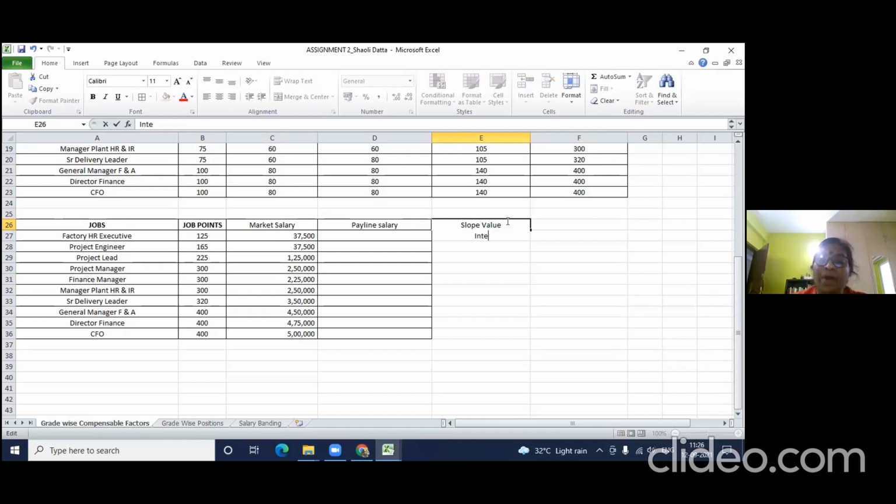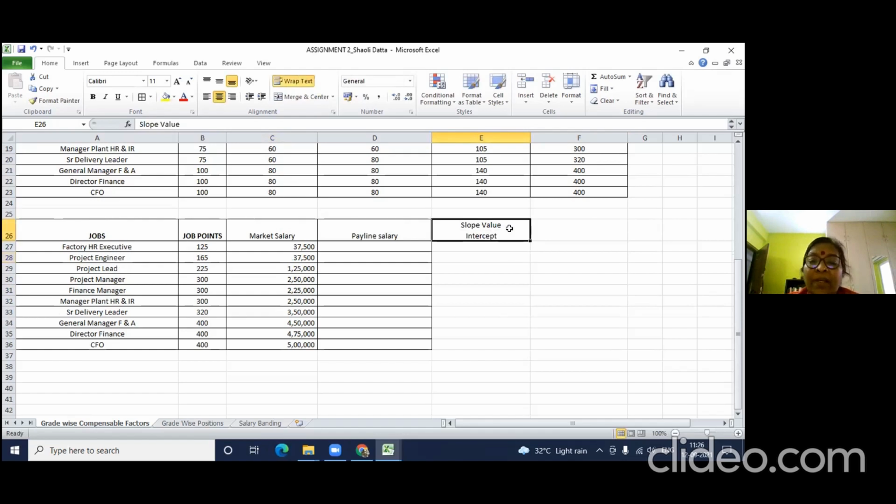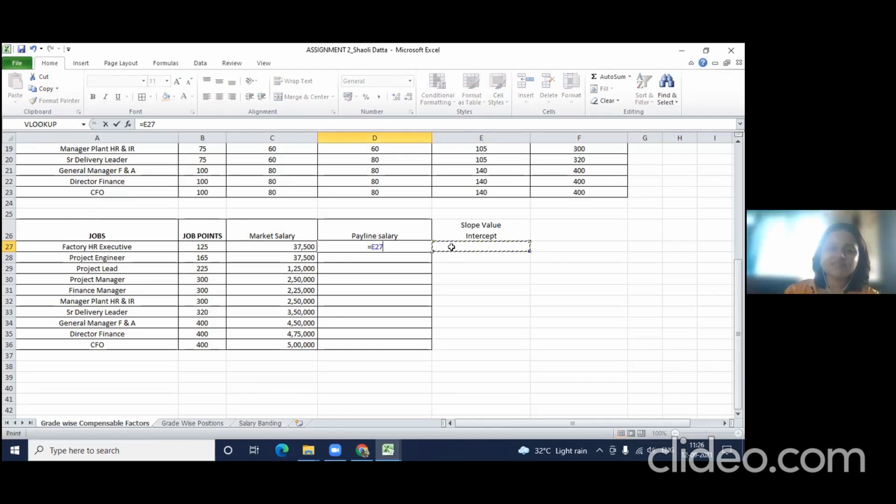All right, intercept. Now, when you're calculating these two values, what do you do typically? There is a formula to calculate pay line salary. Just hear me out: it is slope multiplied by the job points, plus intercept. What is the formula? Pay line salary is equal to slope multiplied by the point value. But one second, don't put that there. You have to calculate it. Just keep it up.